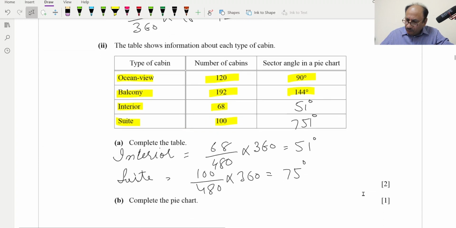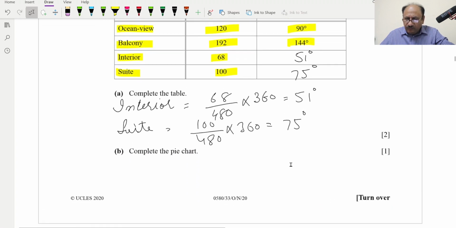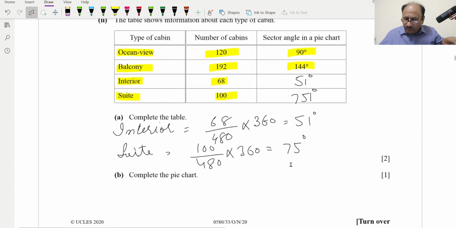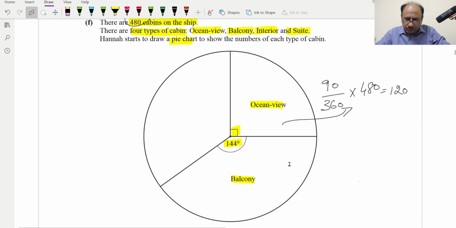Now we can move to the next, which is complete the pie chart. So 51 degrees and 75 degrees we have to draw over here. If I draw 51 degrees, it will be over here. We can draw with the help of a scale. We can join this one, and I will change color so that you can understand properly.